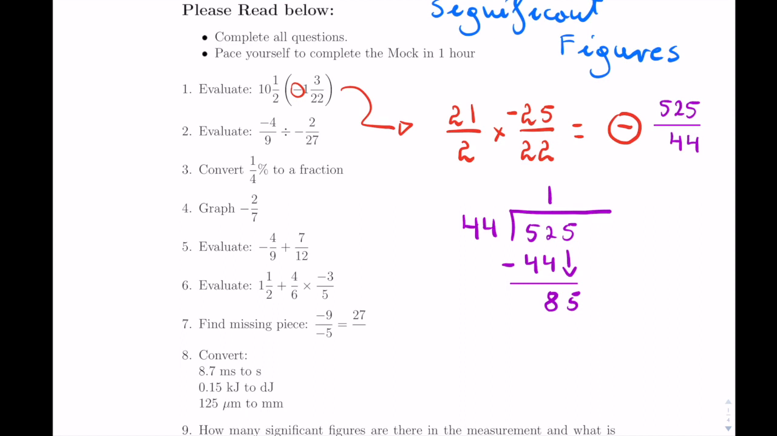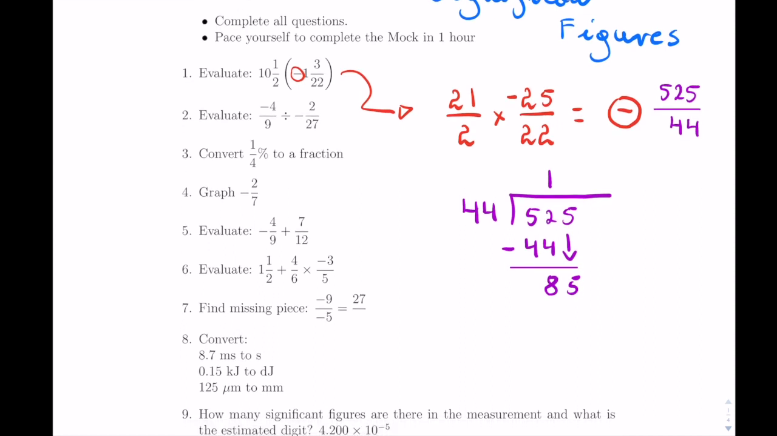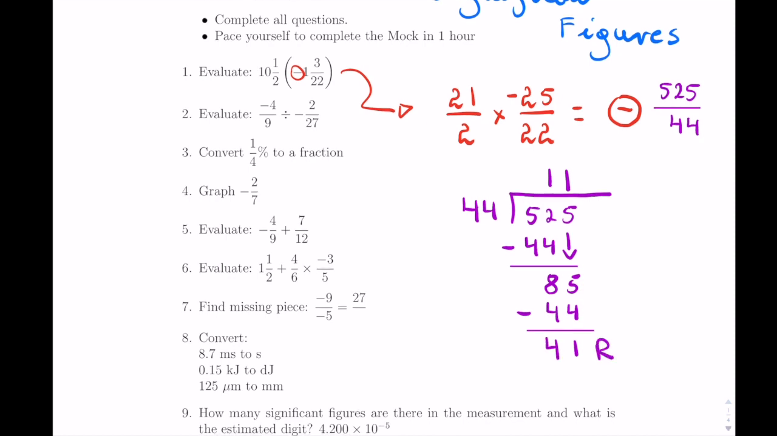And now 44 into 85. I wish it could go in 2 times, but it will not, because 2 times 44 is 88. So it's still stuck at 1. So this is 44. And now subtracting this, 5 minus 4 is 1, and 8 minus 4 is 4. So this is my remainder. So the overall answer here is negative, so the number overall is negative. The whole component, from right here, is 11, and that leaves me with 41 over 44. And that would be your final answer for question number 1.